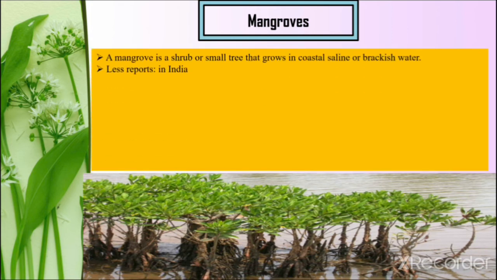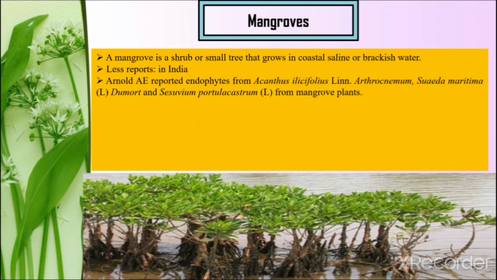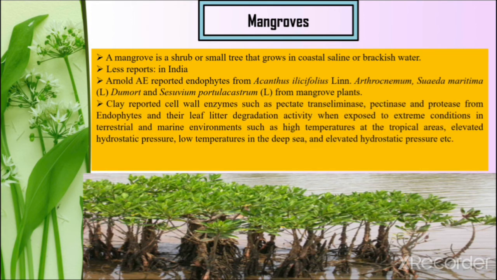Now, a mangrove is a shrub or small tree that grows in coastal saline or brackish water, and reports from India on mangroves are very rare because there is no such research on mangroves for endophyte isolation. Arnold reported endophytes from Acanthus ilicifolius, that is Arthrinium, Pestalotiopsis, Sesuvium portulacastrum from mangrove plants.